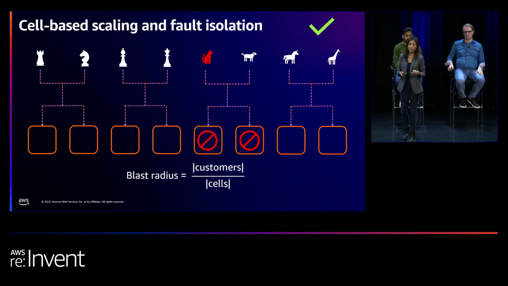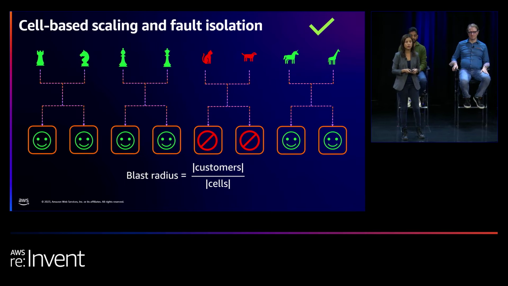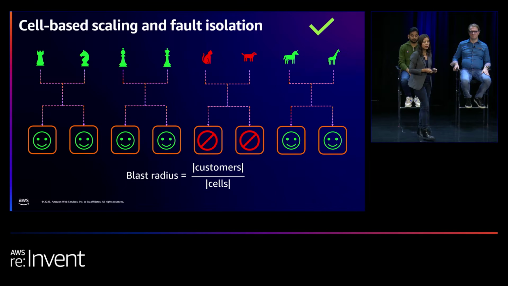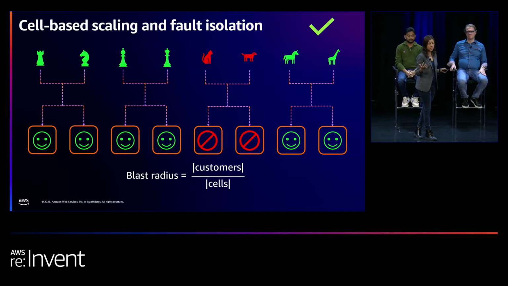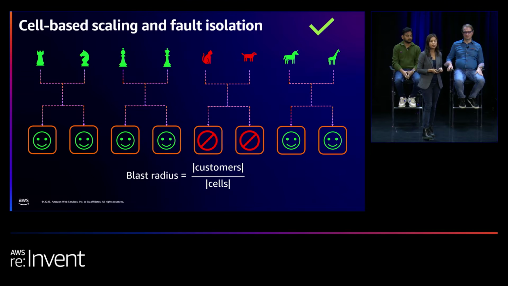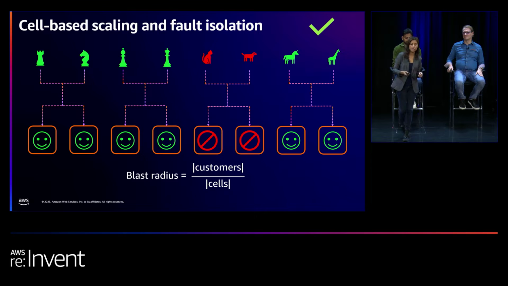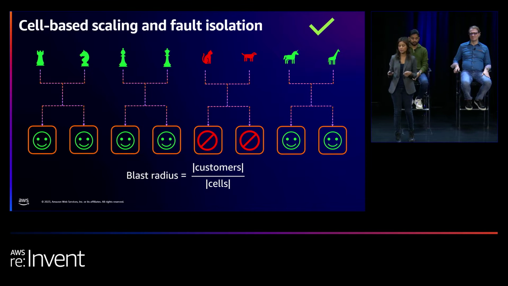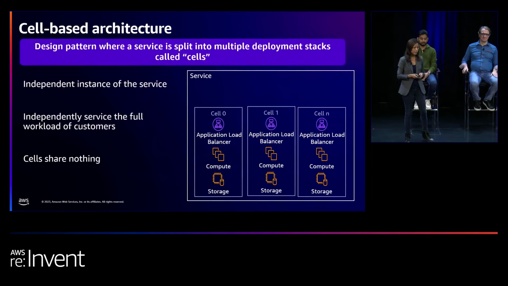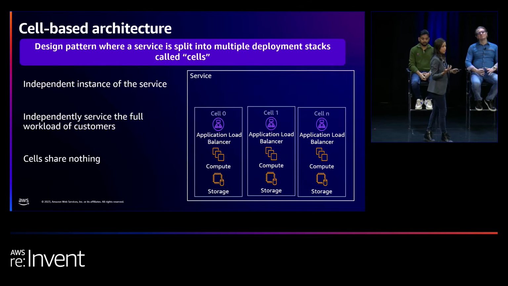And any customer that is being served by that cell is also impacted. So as you can see, only 2 customers are impacted out of the 8 in this scenario. So the blast radius has reduced considerably, and there's a 4x improvement from entire system impact. So this is what a cell-based architecture looks like.